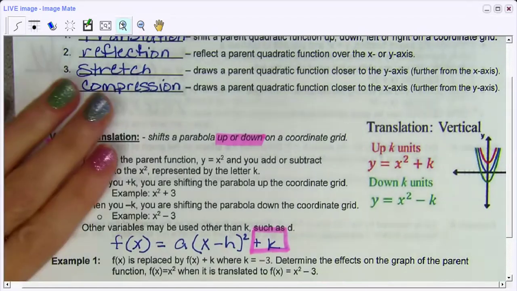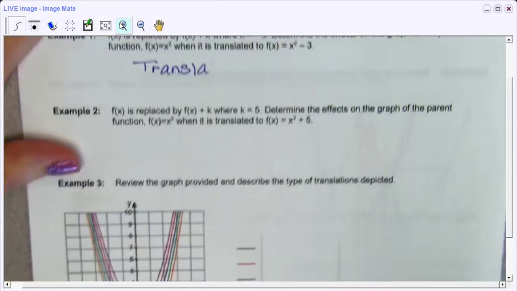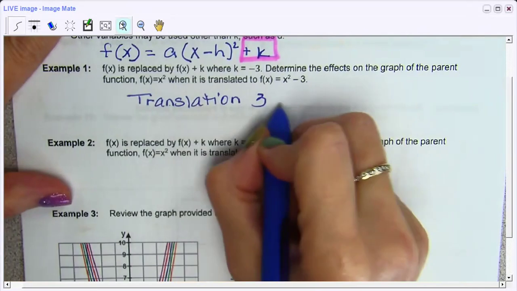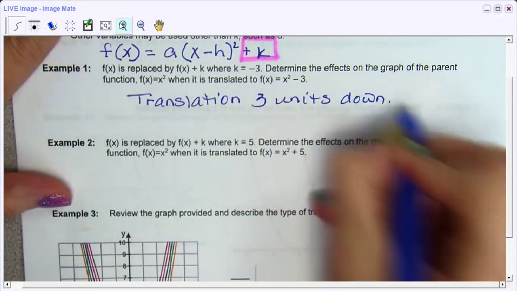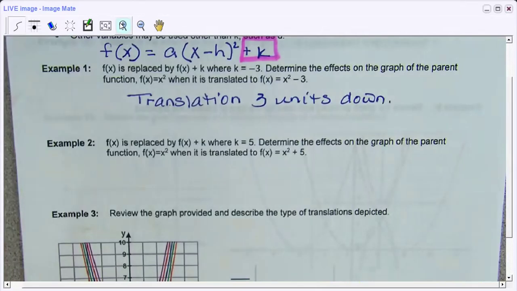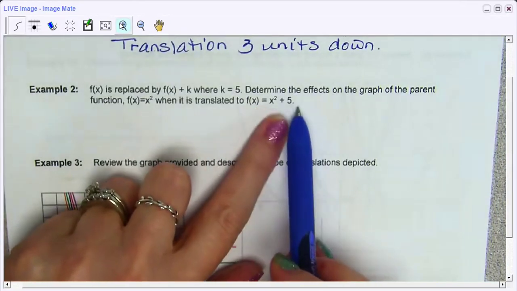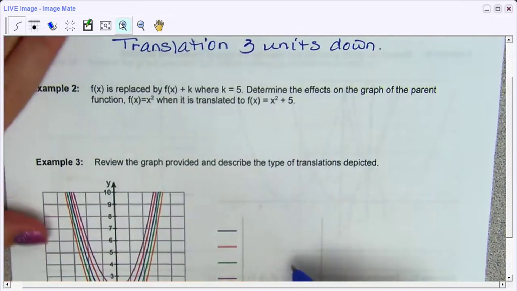So we are translating, translation, 3 units down. That's what that is. We're just describing the actual equation. We're describing the graph based on a given equation. So now what happens if we have x squared plus 5? Well, translating it up, five units up.